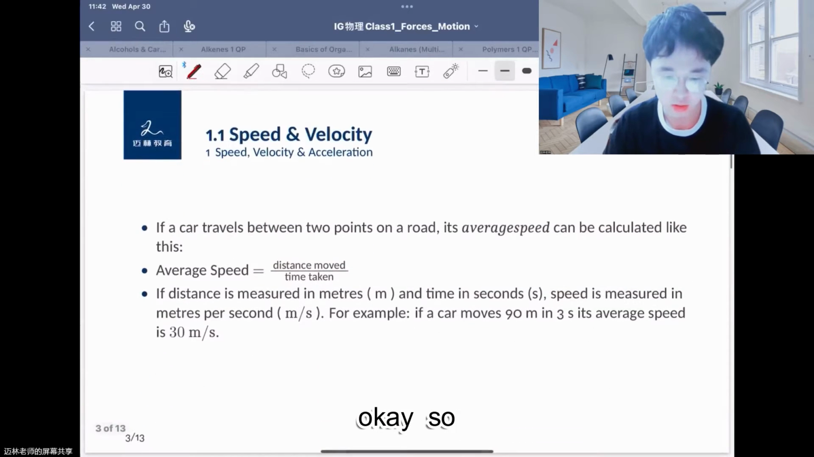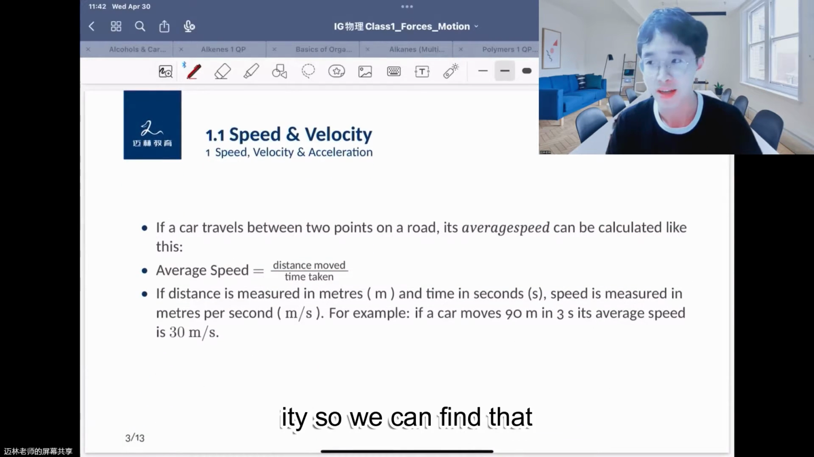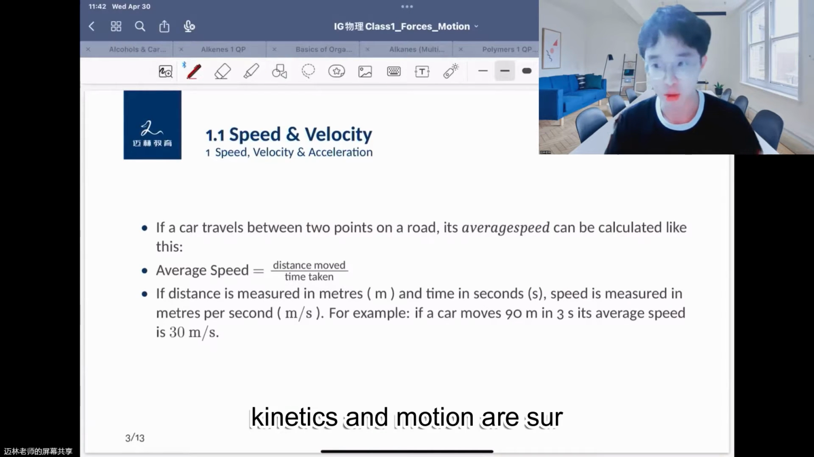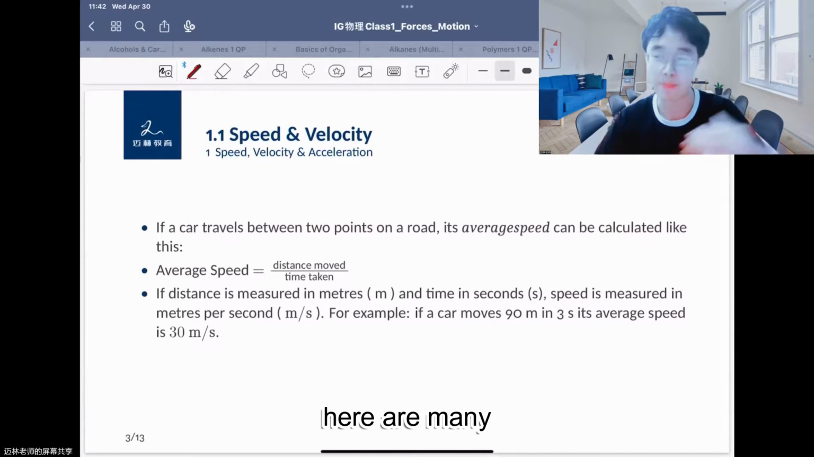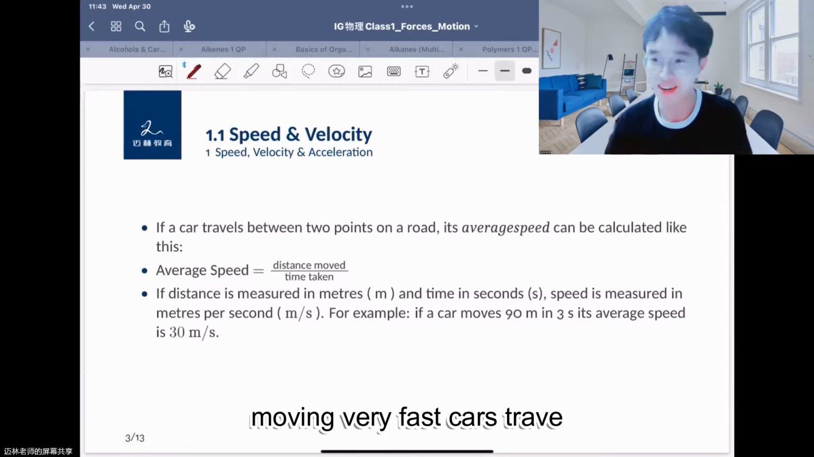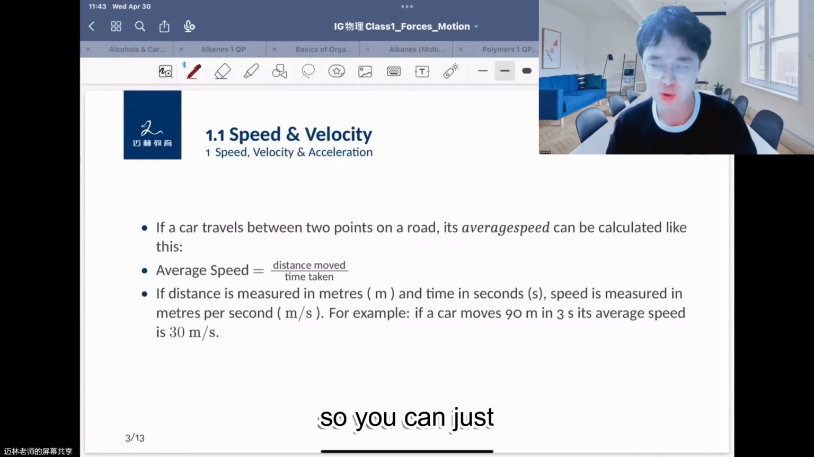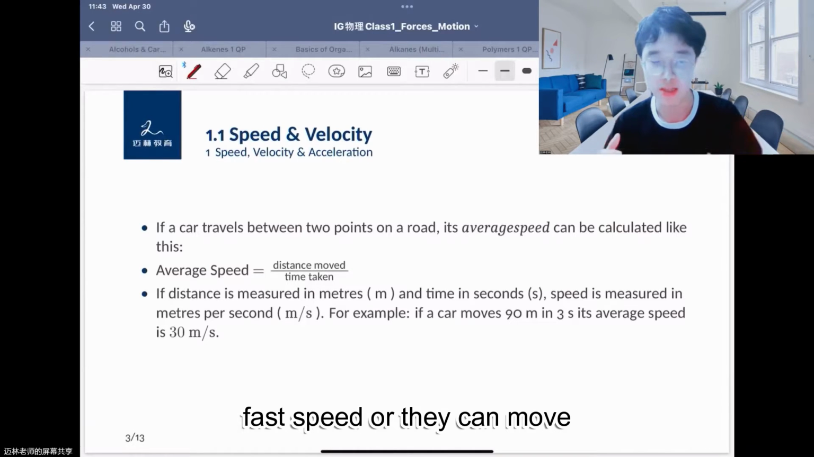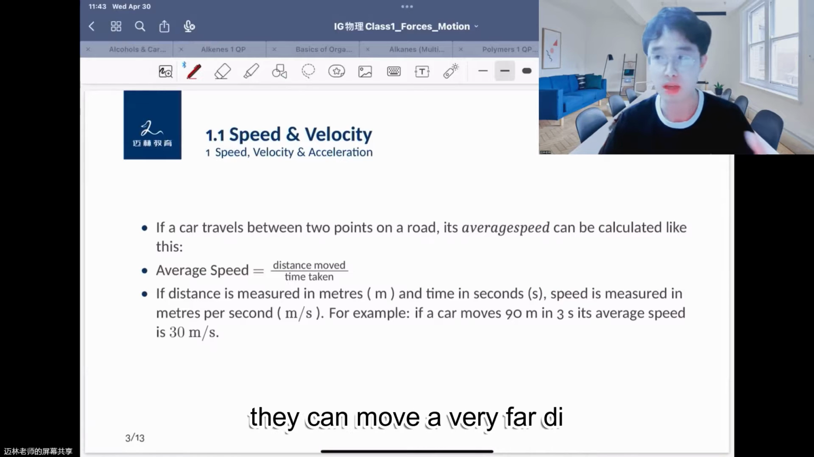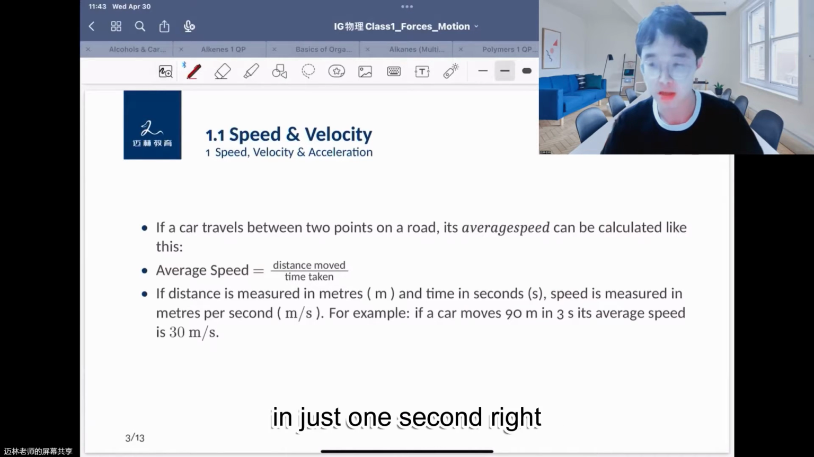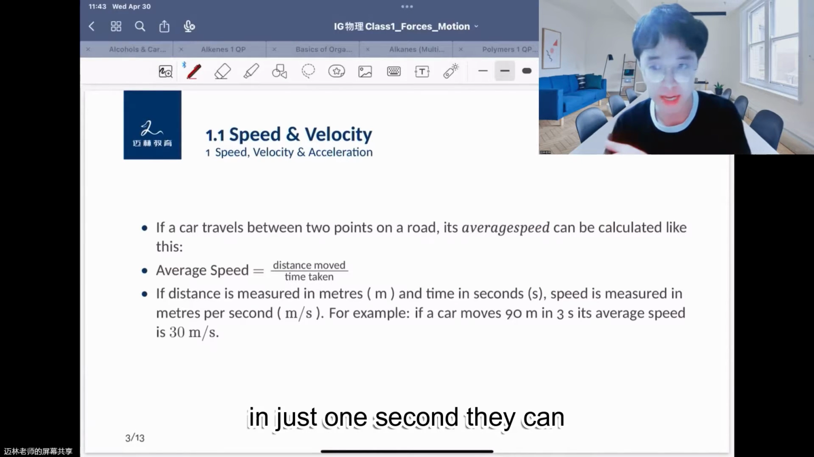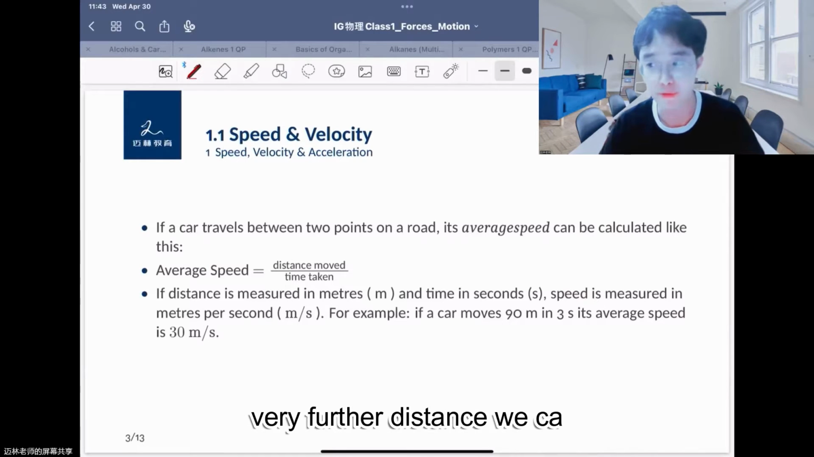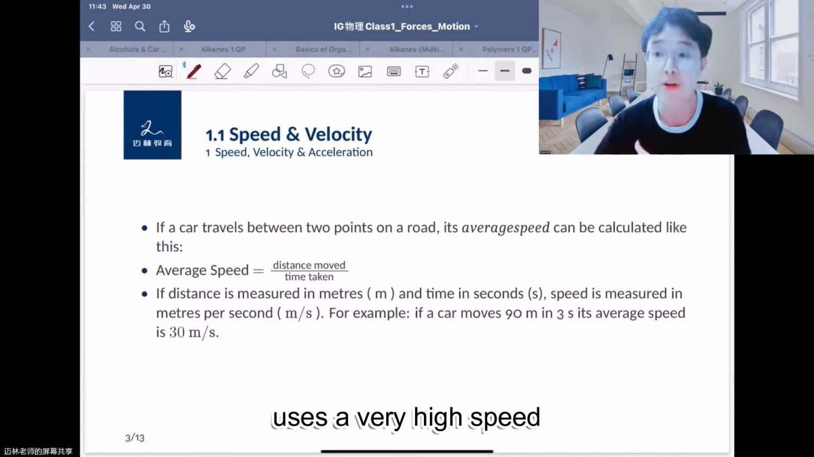Okay. So here is speed and velocity. We can find that kinetics and motion surround us in our daily lives, like a very high speed road. Here are many very fast cars traveling on the road. You can describe the car as having a very fast speed, or they can move a very far distance in just 1 second, right? In just 1 second, they can move a very long distance. We call this a very high speed.